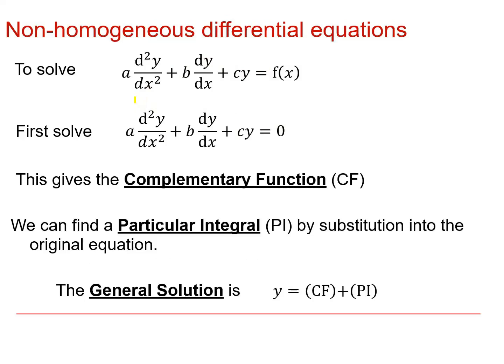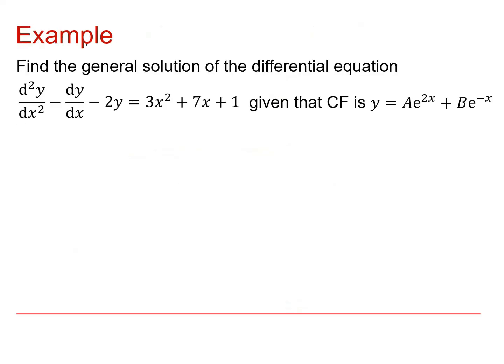We've seen in previous videos how to solve this type of non-homogeneous differential equation by looking first of all at the homogeneous version and finding the complementary function. We can then find the particular integral by substituting something of the same form as this right-hand function f(x). The general solution is then the sum of the complementary function and the particular integral. Let's have a look at this example.